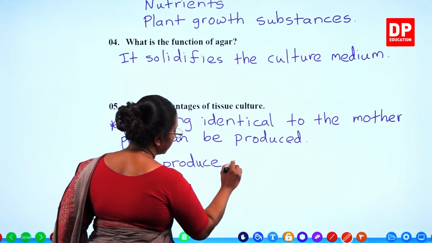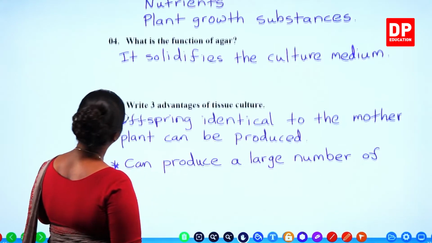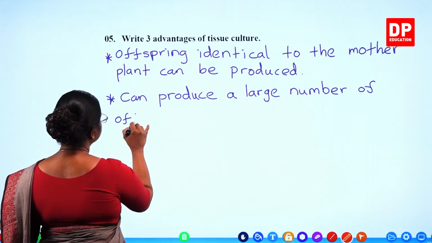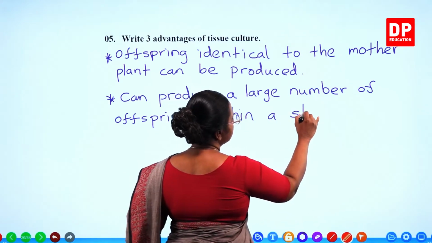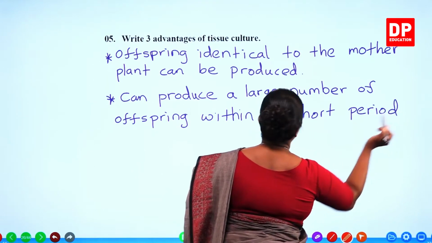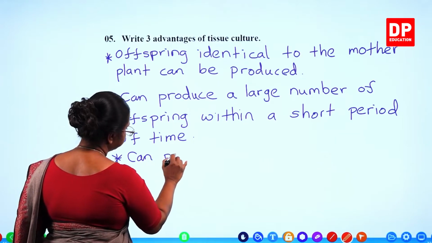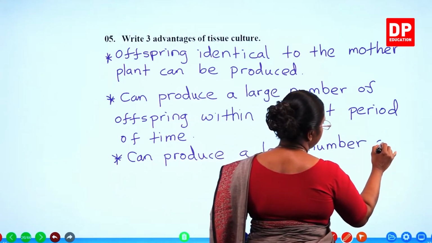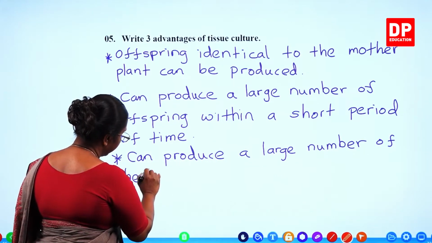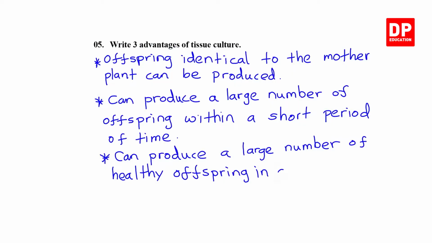Then another one we can say can produce a large number of offspring within a short period of time. Then we can say can produce a large number of healthy offspring in a limited space.